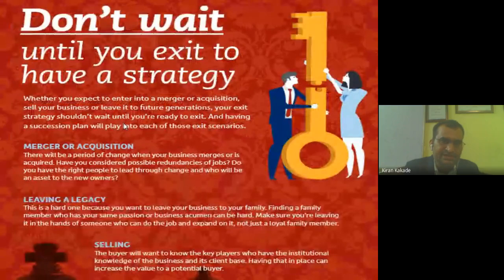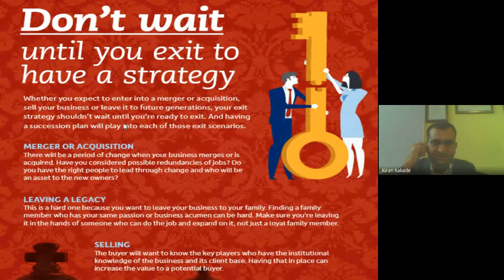Don't wait until your exit to have a strategy. That is a proactive approach rather than a reactive approach. Okay. So you cannot predict that after 5 years your organization is going to merge with any other organization, or acquire some other organization. Like recently, there are two telecommunication companies, they are going to merge. Actually, they merged. Vodafone and Idea.